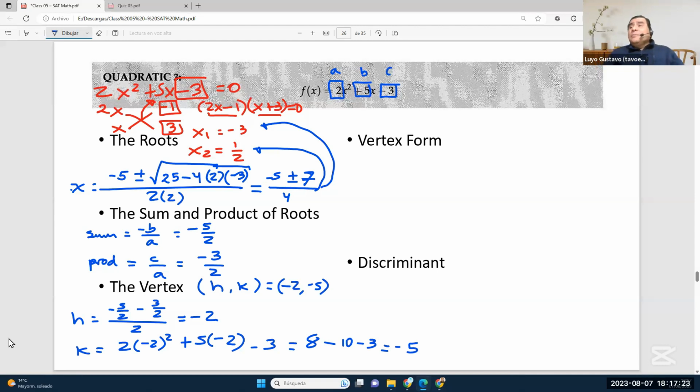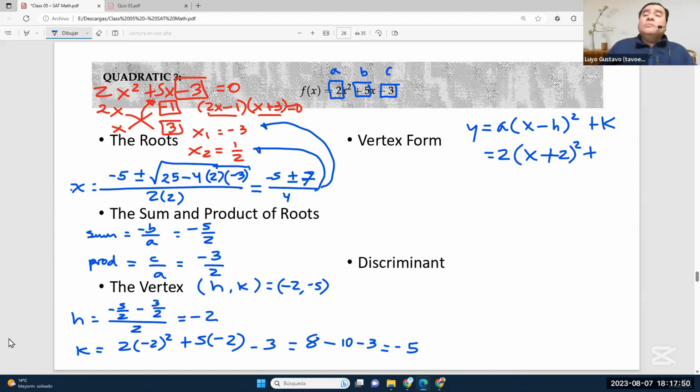What is the vertex form? The vertex form, remember, you have y equals a times x minus h squared plus k. So just substitute the coordinates of the vertex and you're good. A is 2, so 2 times x minus negative 2, equals plus 2, squared, plus k. K equals negative 5. So we have negative 5, right? And that would be it.